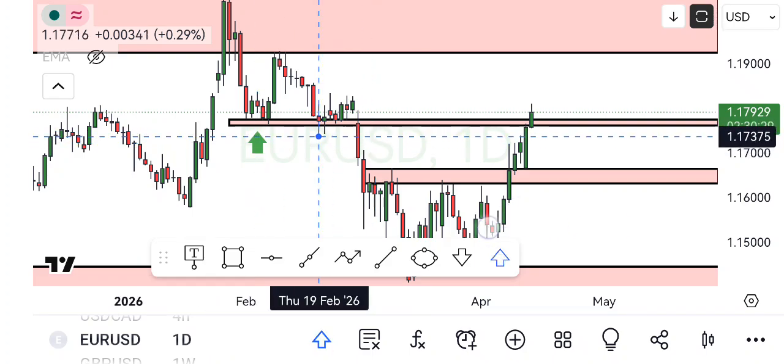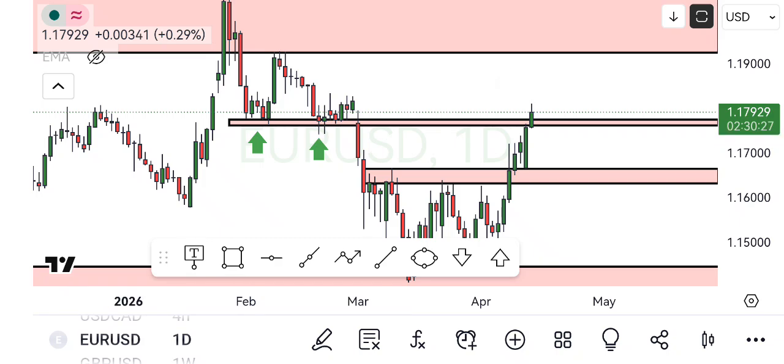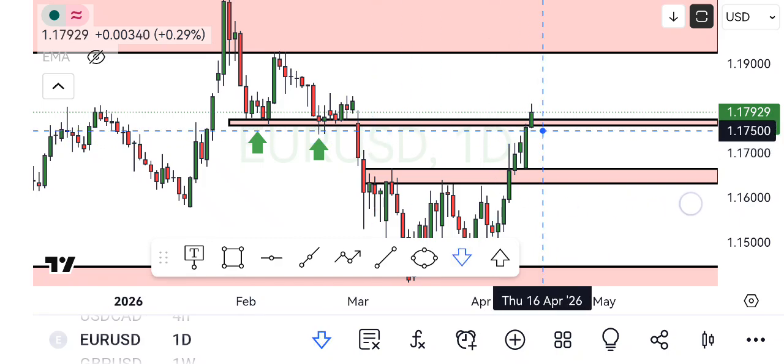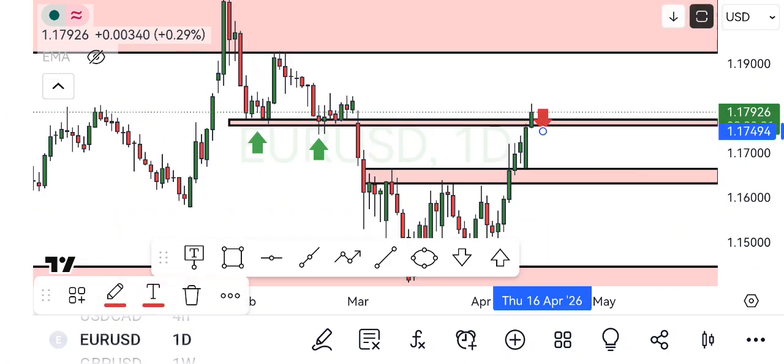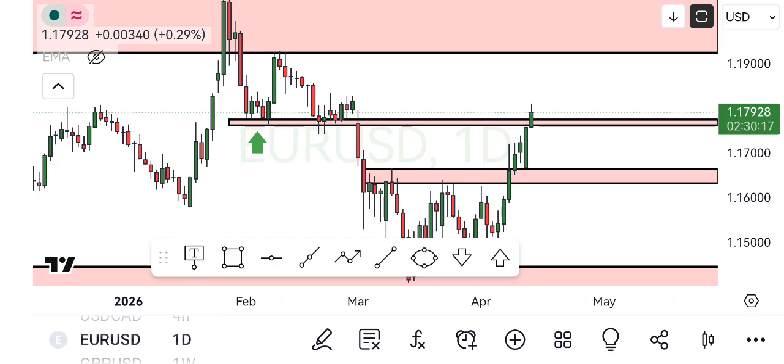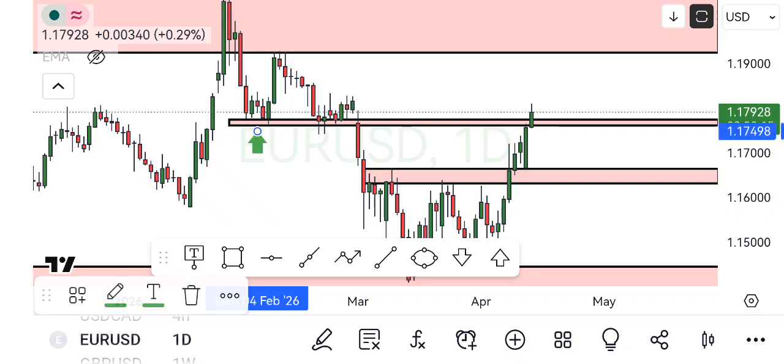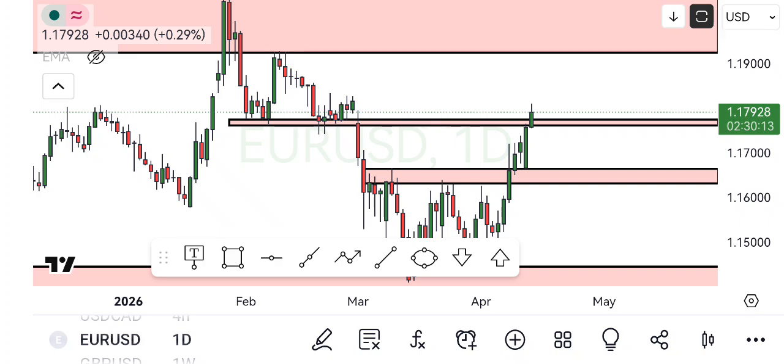Support might become resistance. So I took initial profits from here. So now what? The question is, how do I then go about trading this euro US dollar going forward, since I am holding this trade?